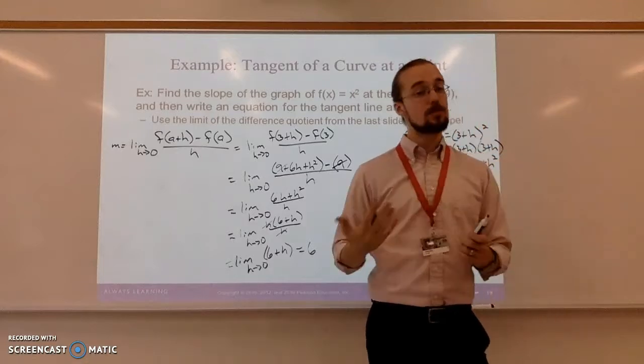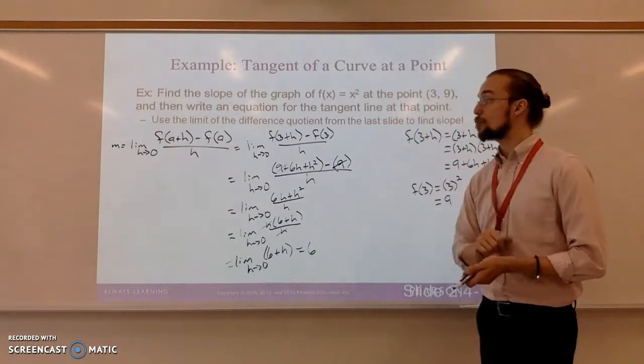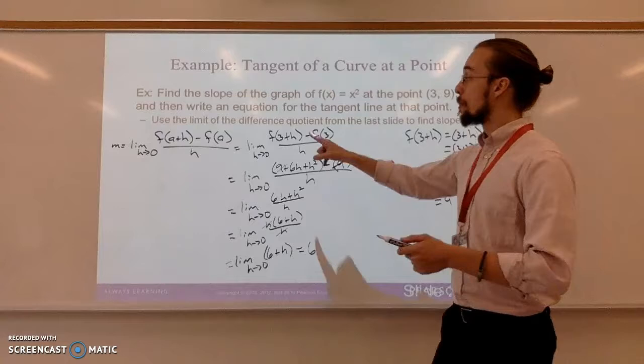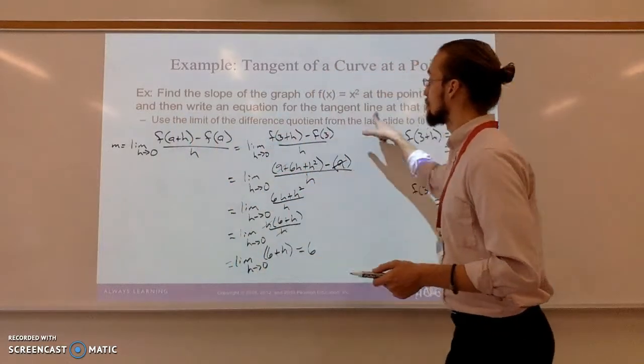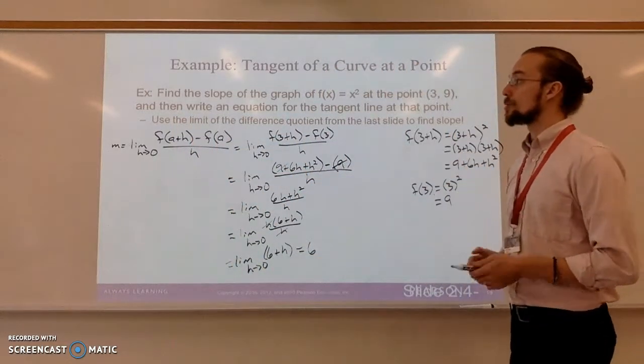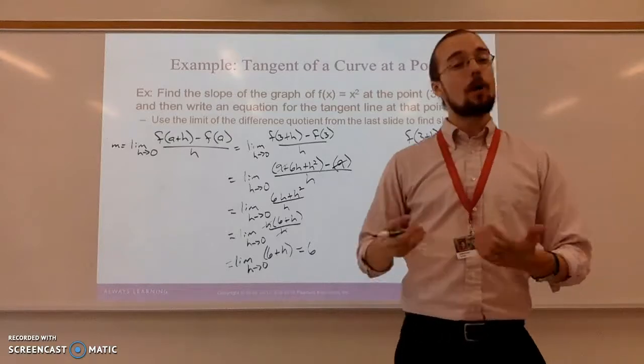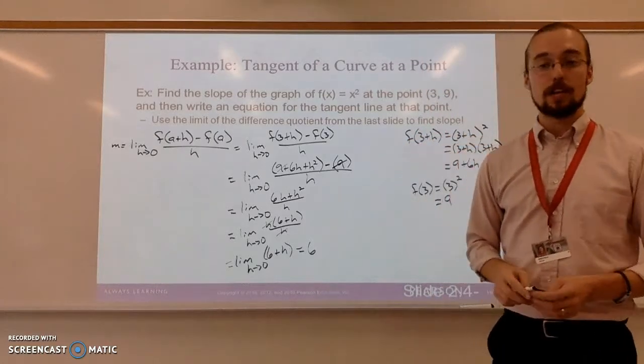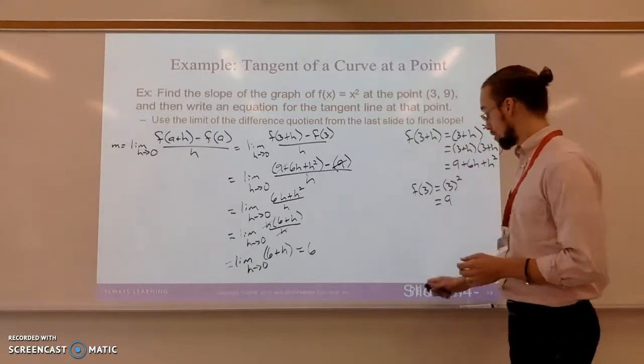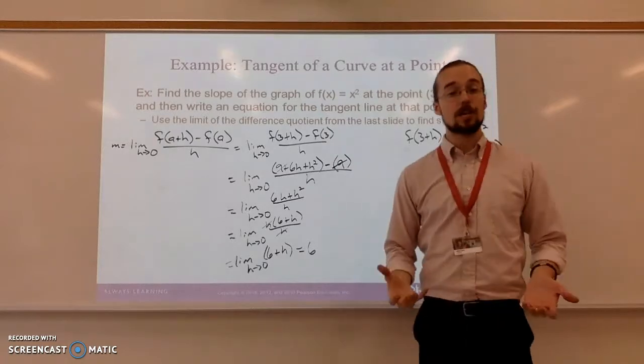Okay, so that's a pretty steep line. Right? We found that its slope is 6. Now, there is a second part to this, right? The second part says, and then write an equation for the tangent line at that point. Okay? And remember, we reviewed this in the first section.